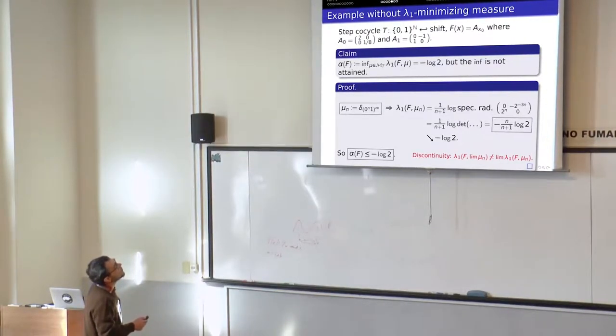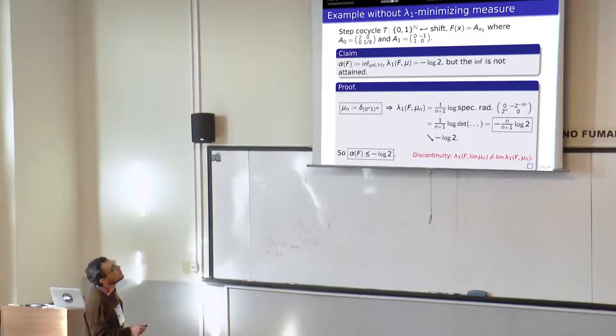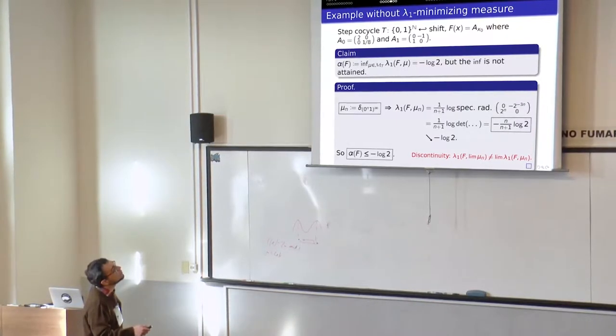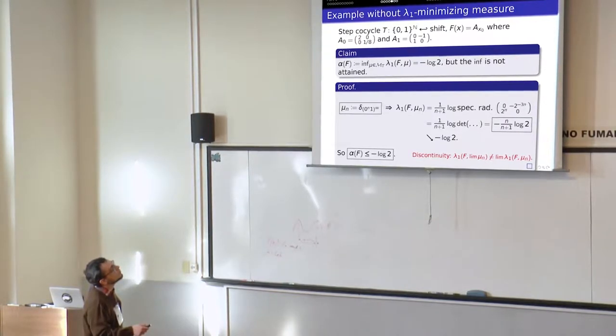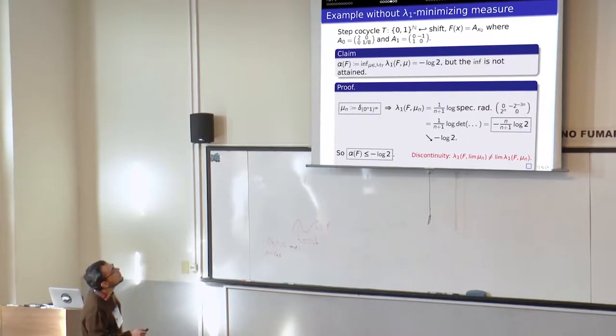So this is just a measure supported on a periodic orbit, and it's easy to compute the Lyapunov exponent, because it's 1 over the period times the log of the biggest eigenvalue, or the norm of the biggest eigenvalue. Then you compute the product. Actually, this matrix has non-real eigenvalues, so maybe there is a mistake here. Maybe I forgot to divide it by 2. Yeah, but anyway, I think the conclusion is correct. So this is what you get in the end. And you see that it's something that is approaching log 2, right, from above.